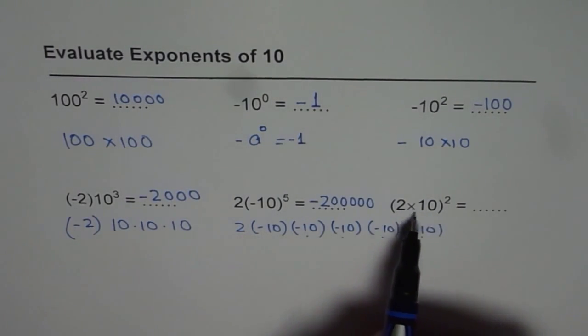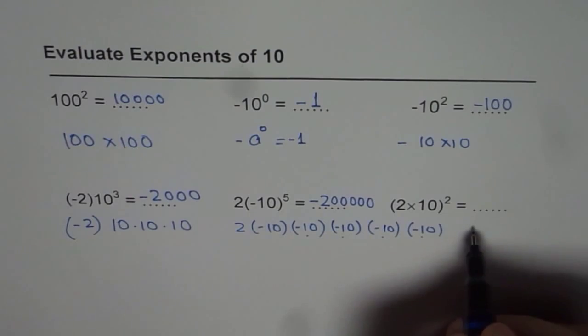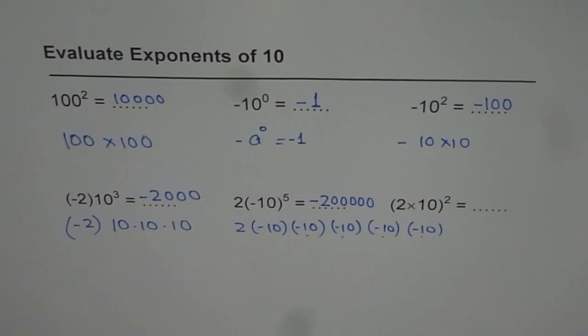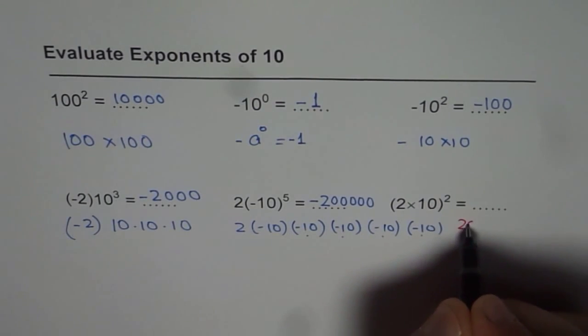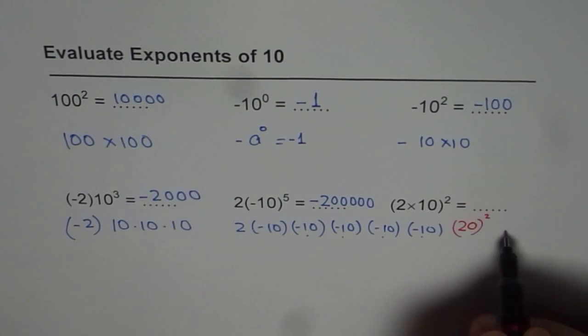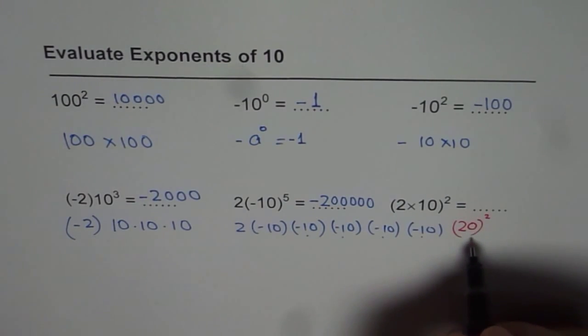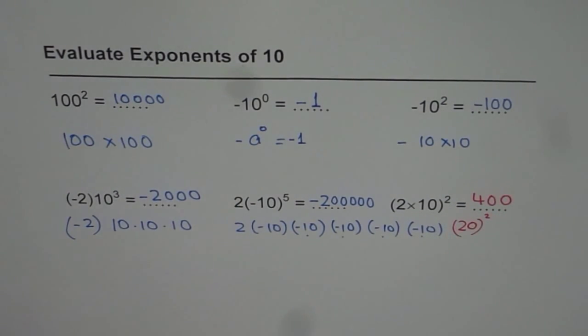Now the next one is 2 times 10 whole square. It really means it is 20 whole square, right? So think like this. Let me change the ink now. Now 2 times 10 is 20. Think like this. It is 20 whole square, right? So we are going for 20 times 20, right? So that is what it is. And 20 times 20 is 400. So the answer is 400 in this case, right?